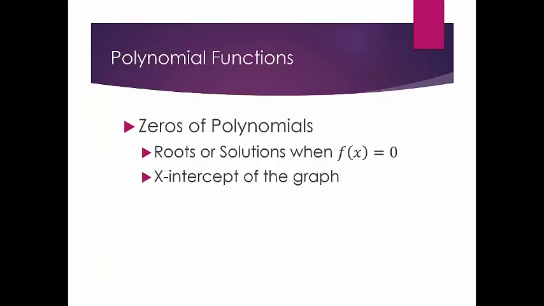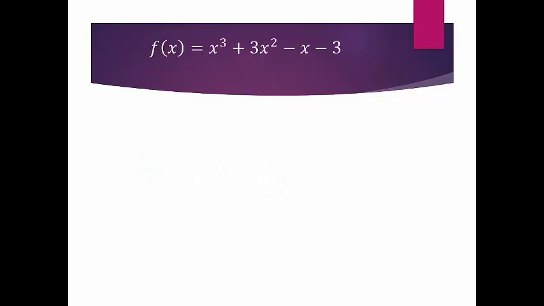In this video, we'll discuss the zeros of polynomial functions. The zeros of polynomial functions are known as the roots, or solutions, when f of x equals 0. Each real root appears as an x-intercept of the graph. So, for example, f of x equals x cubed plus 3x squared minus x minus 3.